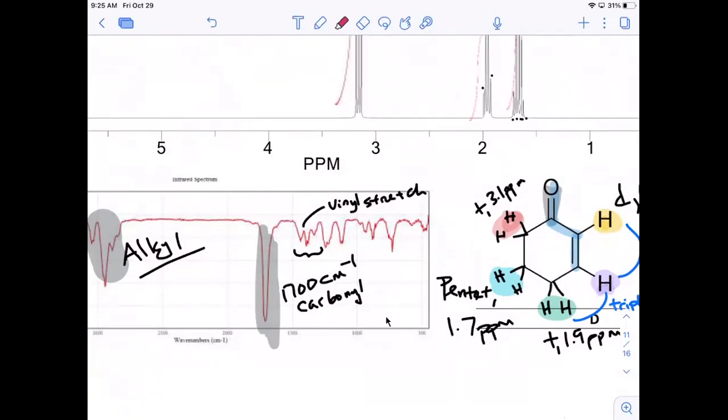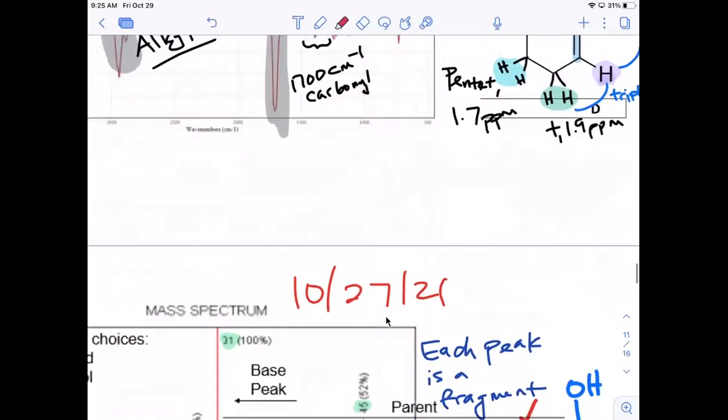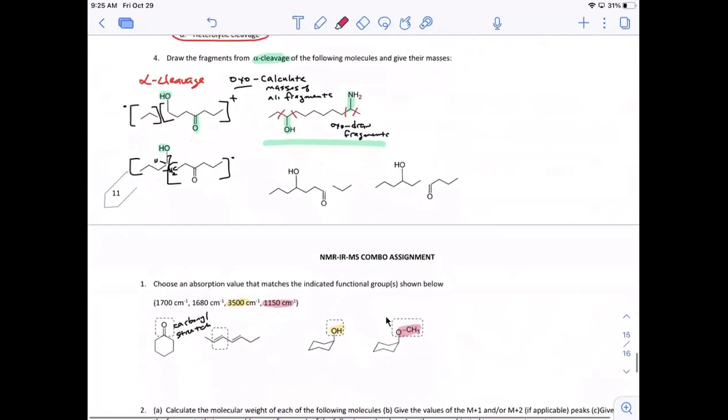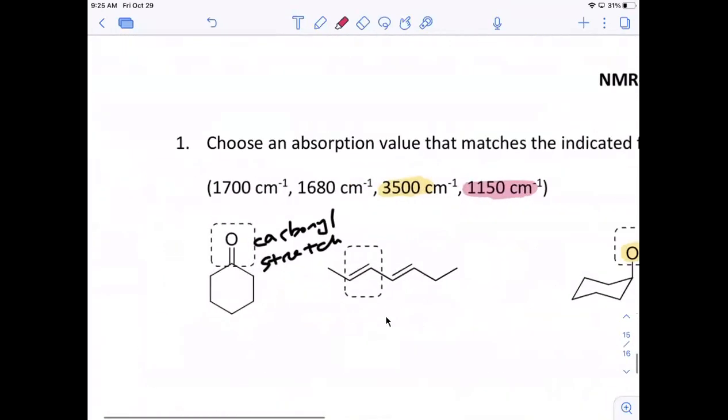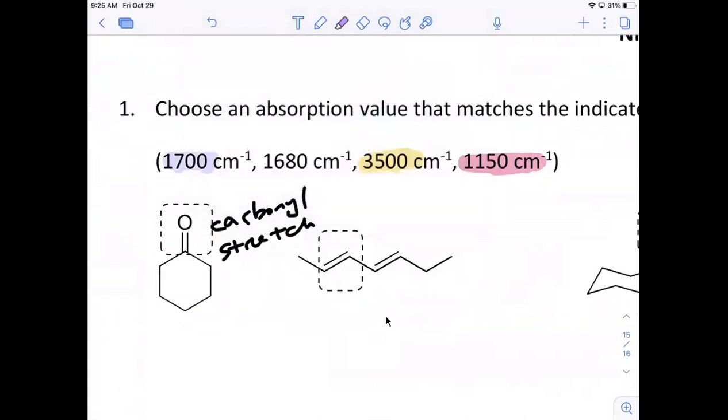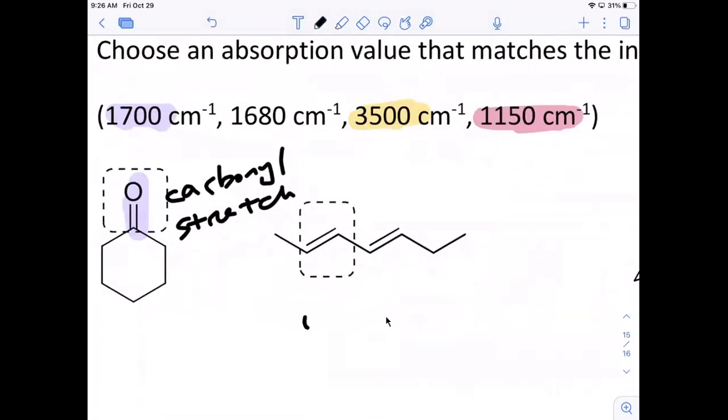All right, so if we go back down to here, we only got one stretch that'll match that, and that's this one. And then the alkene stretch, a lot of times that'll overlap with the carbonyl because sometimes it'll show up in the same area. So this will be the alkene stretch, and that's going to be here.